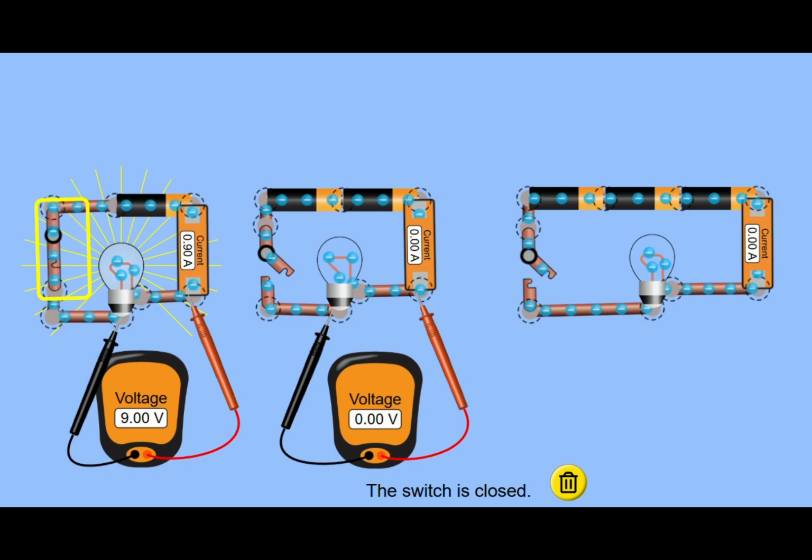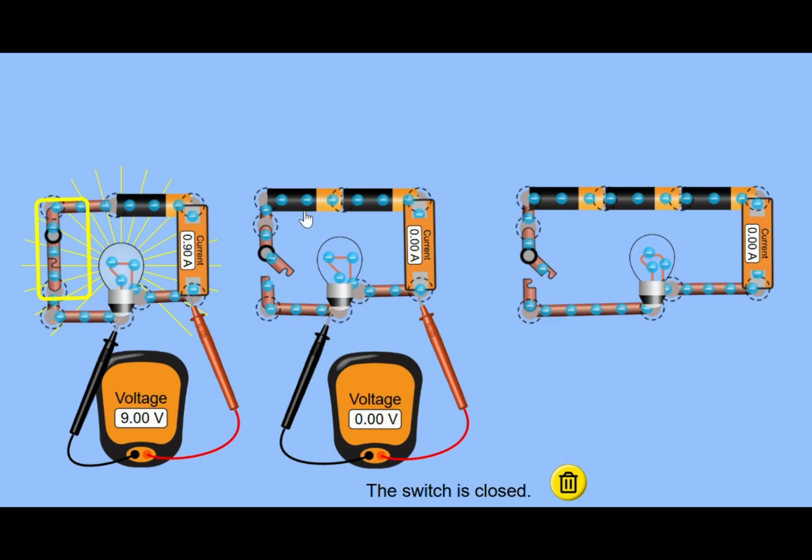The PhET simulation. When I close the switch, you can see there's a 9-volt battery powering the light bulb. You can see how bright it is. The current is 0.9 amps.